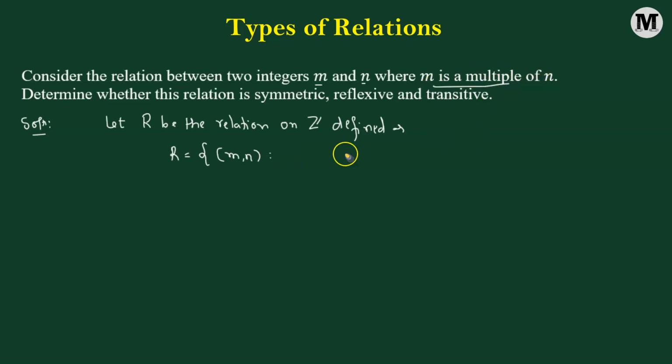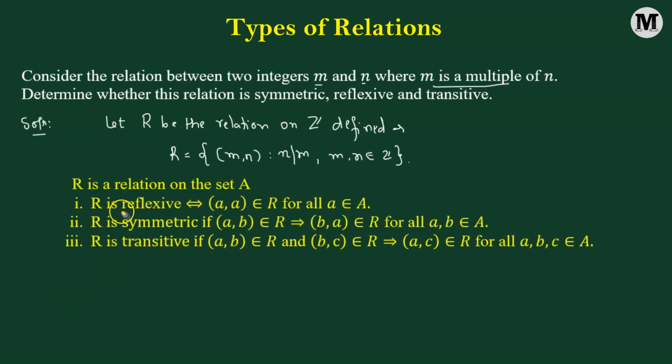Now m being a multiple of n is the same way of saying that n divides m, right? So what are m and n? Here m and n are both integers. Okay, so this is our relation, and we need to show whether this particular relation is symmetric, reflexive, and transitive or not. Let's quickly go through the definitions of what it means when we say a relation is symmetric, reflexive, and transitive.